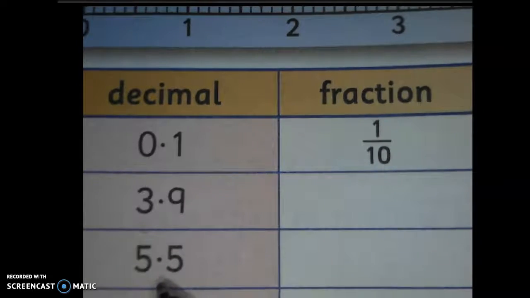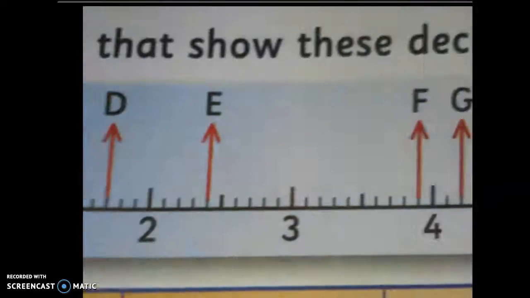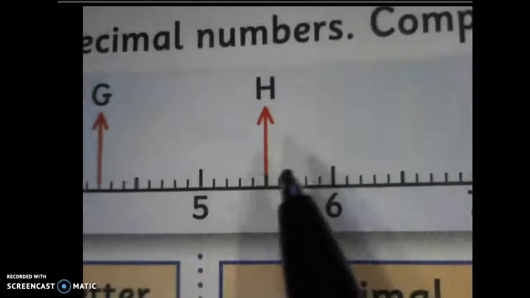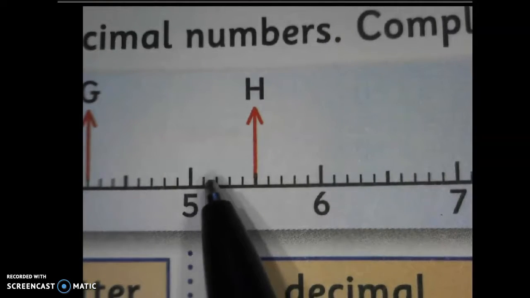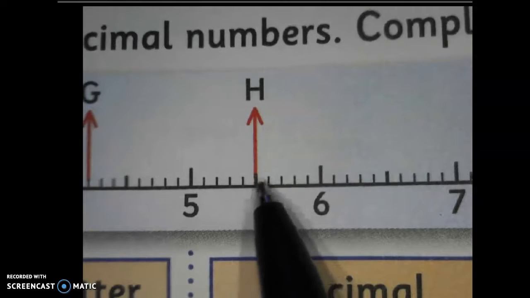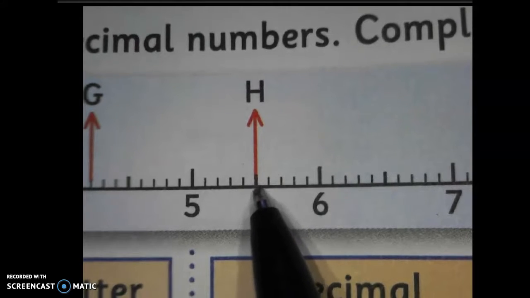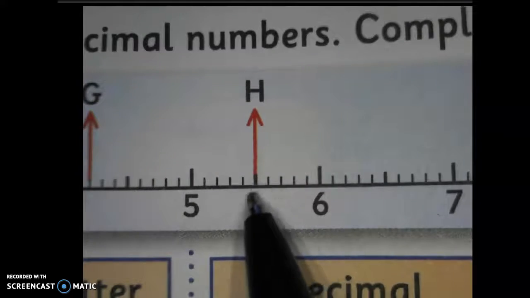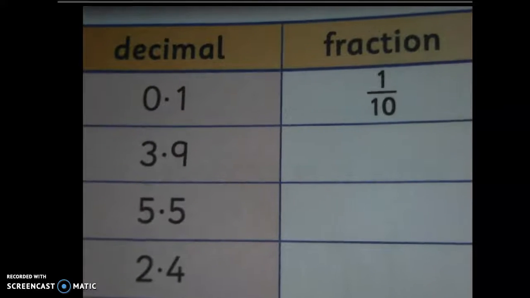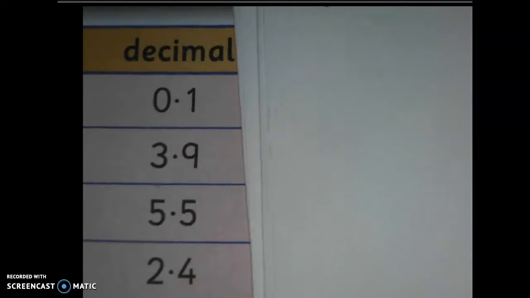5.5. Again, we'll head up to the number line at the top. 5.5, there's 5, 5.1, 5.2, 5.3, 5.4. There's 5.5. Lovely. The letter is H. Stick H in there. And the fraction: what would 5.5 be as a fraction?